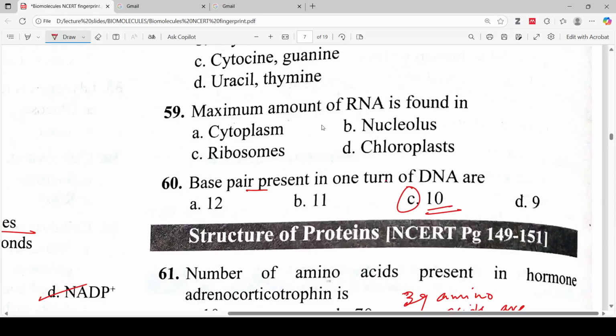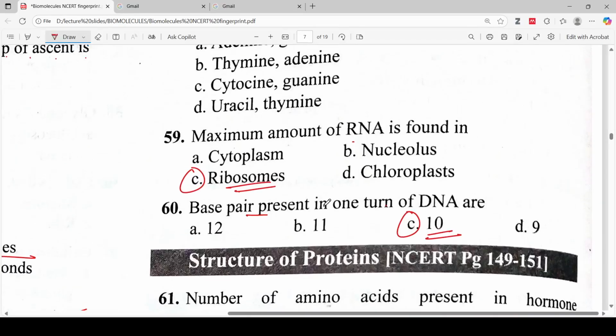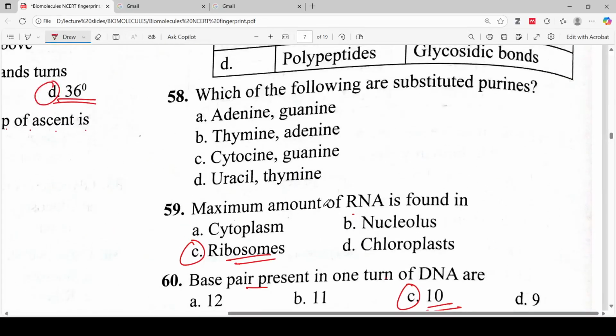Next question. Maximum number of RNA is found in nucleolus, chloroplast, ribosome, and cytoplasm. So for this question, option ribosome will be the correct answer. Let's move to the next question.